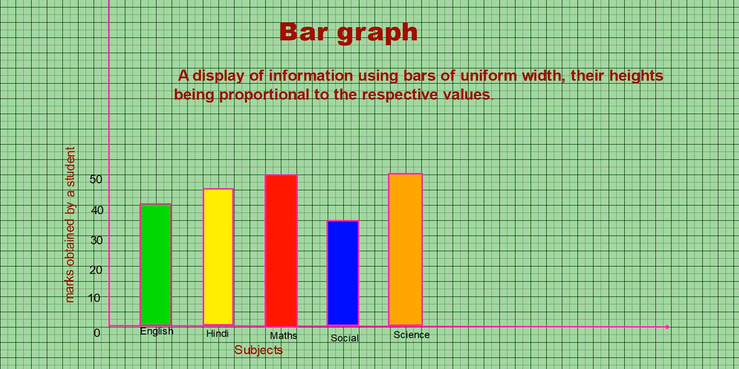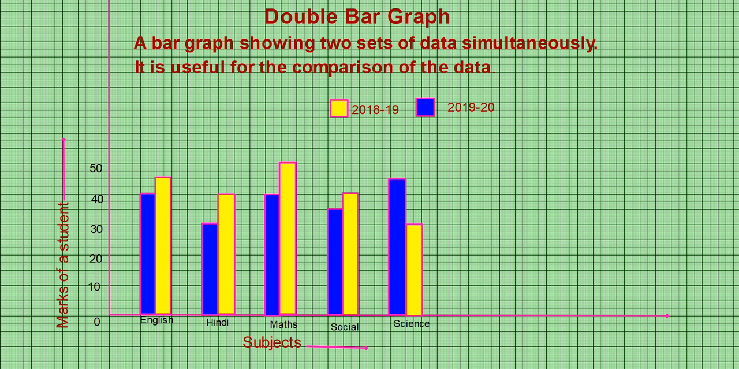One more way you learned so far, the third one, is the double bar graph. It is a bar graph showing two sets of data simultaneously. It is useful for the comparison of data. Here is a double bar graph showing the marks obtained by the students in 2018-19 and 2019-20 in different subjects. In this chapter, we are going to discuss one more way of representing data. Before discussing that, let us find out how to organize data.